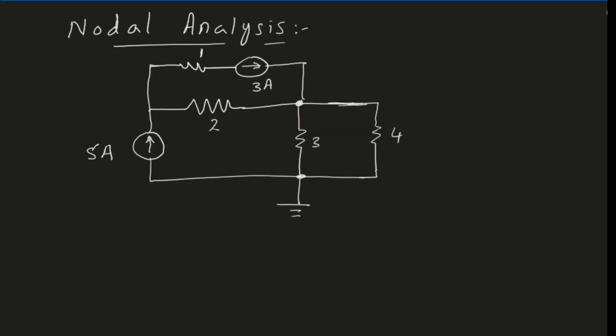First of all, we need to identify a reference node, where we will assume that the voltage at that node is equal to 0. So in this circuit, I have assumed that this is my reference node. And therefore, I have connected the ground symbol to this point just to remind us that this is our reference node. The voltage at this node is 0 volts.